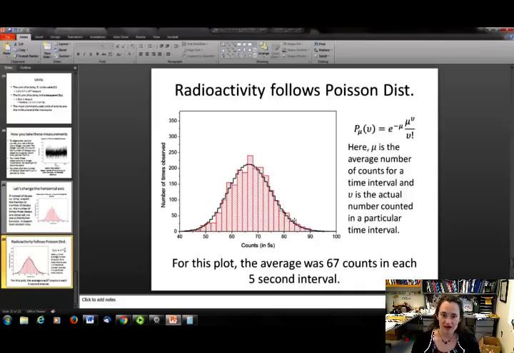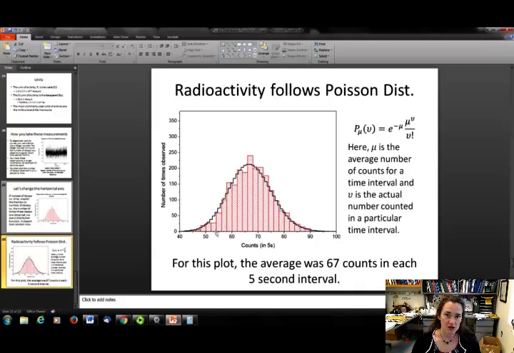And so here, I fit my data with a Poisson distribution function, and you can see that it's a very nice fit. And for this fit, it shows that the average number of counts, so this would be our value mu, would be 67 counts for each 5-second interval. And then each bin in this histogram is showing you how likely it is to have v counts given an average of 67. Okay, so that's what this fit shows you, and that's the Poisson distribution function.